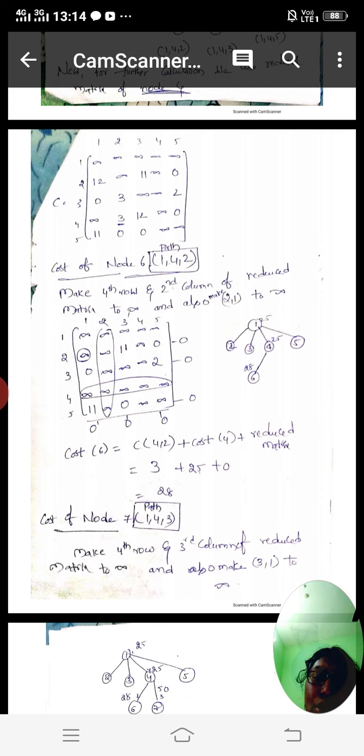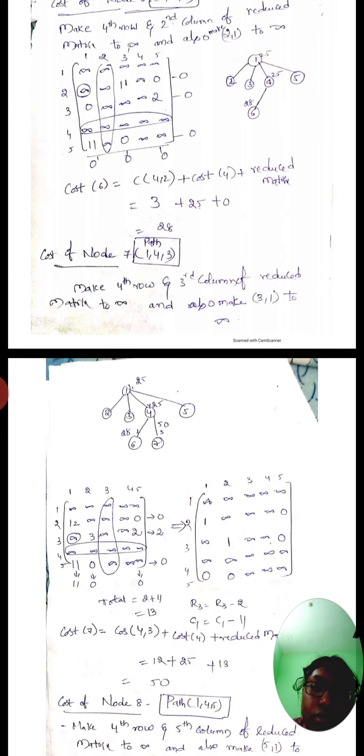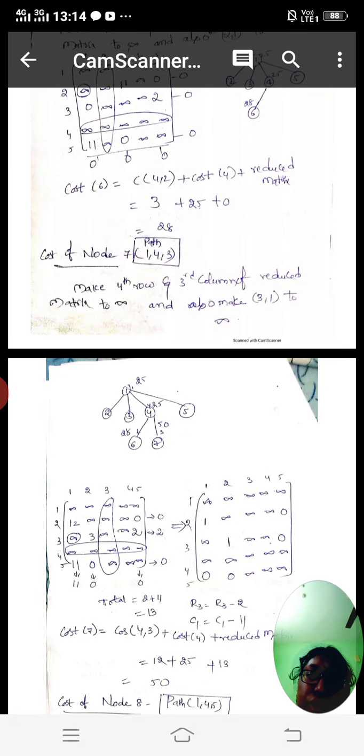Now we have to calculate the cost of node 7. The path is 1,4,3. Make the fourth row and third column of the reduced matrix infinity, and also make 3,1 infinity. Look at this. For the cost of 7, we make the fourth row and third column of the reduced matrix infinity, and also make 3,1 infinity.